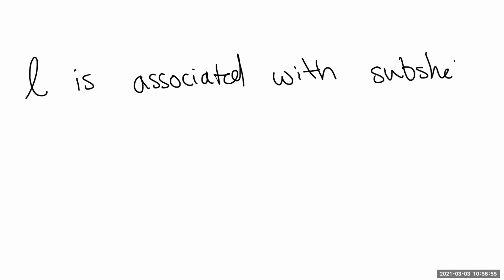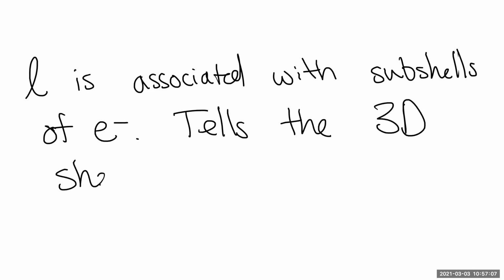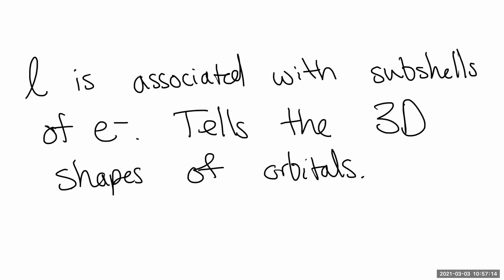L is associated with what are called the subshells of the electron. This will tell you the 3D possible shapes of the orbitals. And therefore, depending upon the L value, we have specific subshell names associated with this.